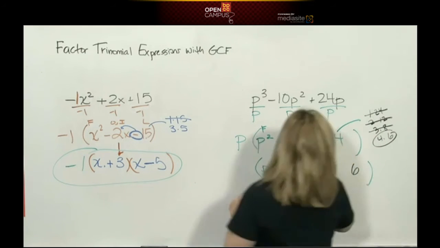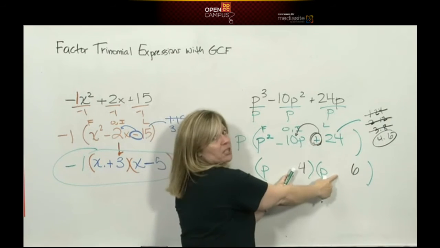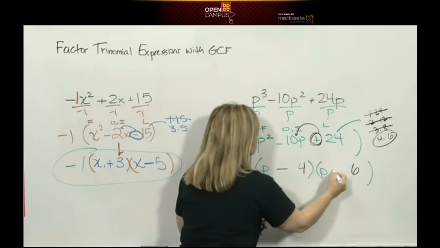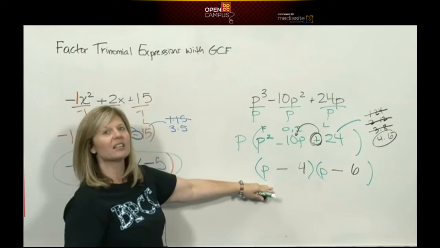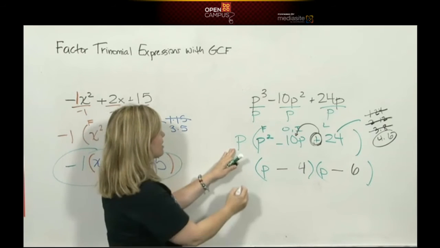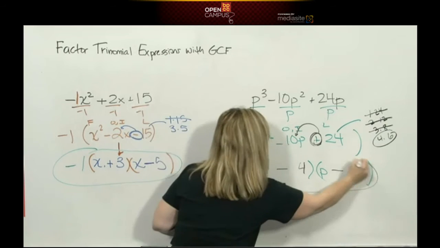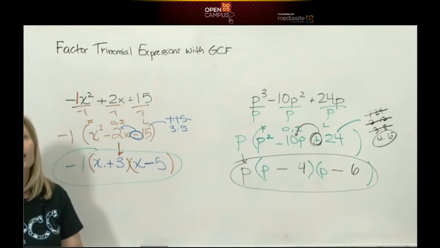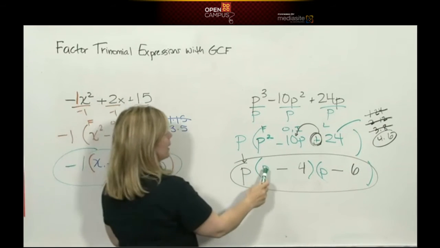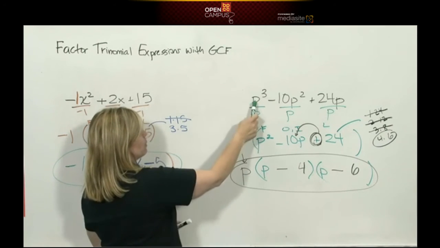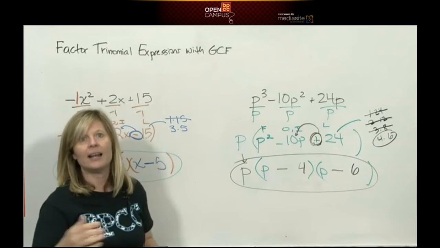Great. I want to add. The signs must be the same. I want to add to a negative 10. They both must be negative. This is not the final answer because you factored out that p in the beginning. Do not forget to bring your GCF down. This is your factored form. If you were going to check it by multiplying, p times p is p squared, and p squared times another p would be p cubed, and so on.